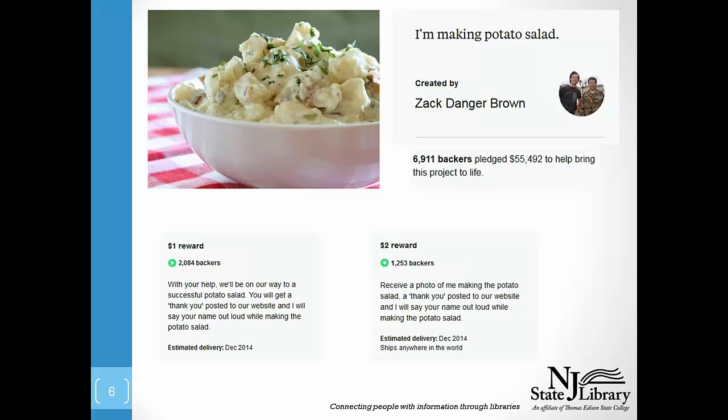And if you think this is silly, it is, but he raised over $55,000 from nearly 7,000 backers, including thousands of people at that $1 and $2 level. And this is an example of how even a dollar can go a long way to reaching a goal, and these little amounts can really add up for smaller nonprofits and other ventures.